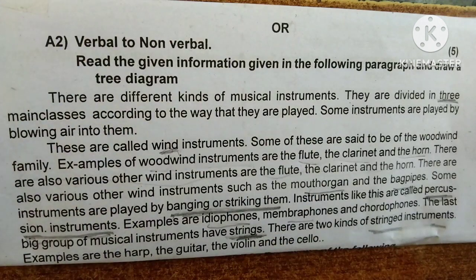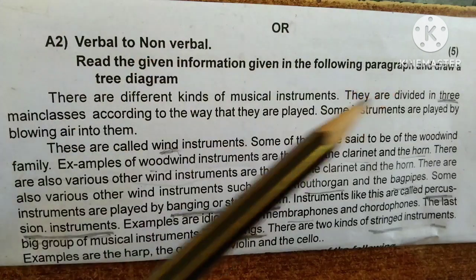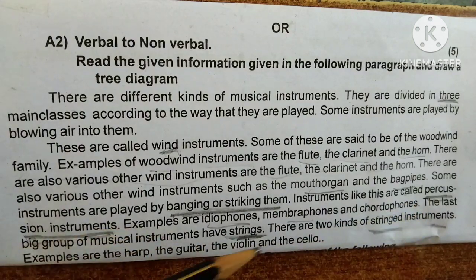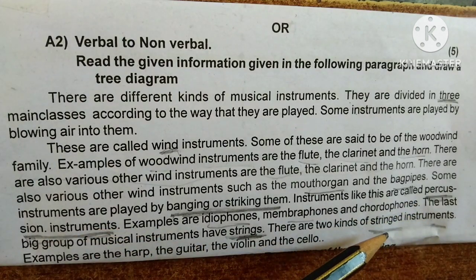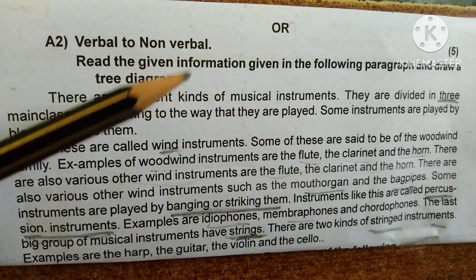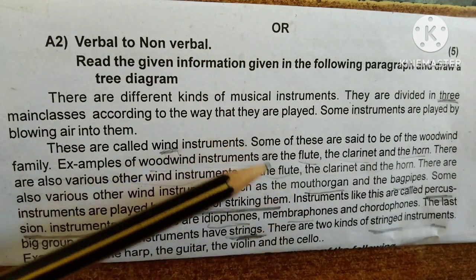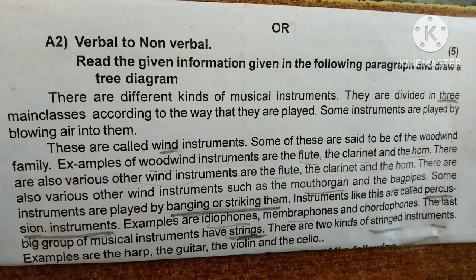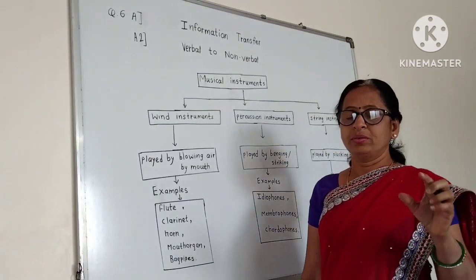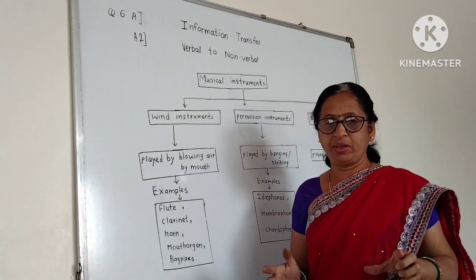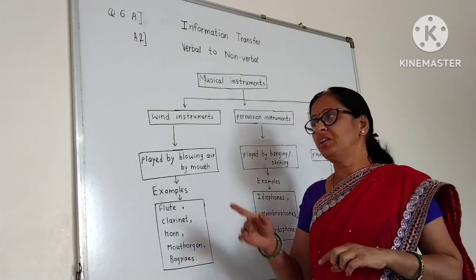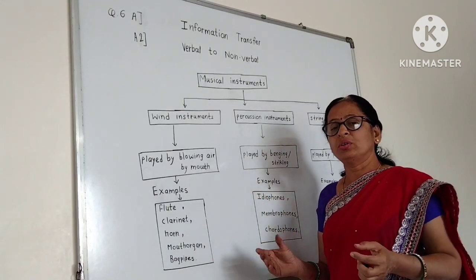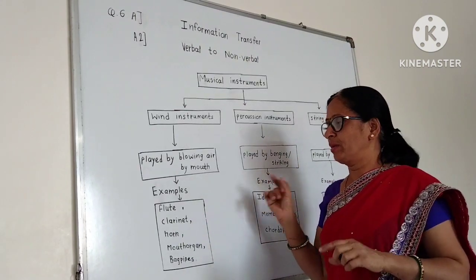Means in this paragraph there are three main classes of musical instrument. First one is the wind instrument, second one is percussion instrument and third one is string instrument. These are three main classes and different examples are given. We should write below the types of this instrument. In this paragraph, there are different types of musical instrument. We have to show them in a tree diagram or branching diagram like this.